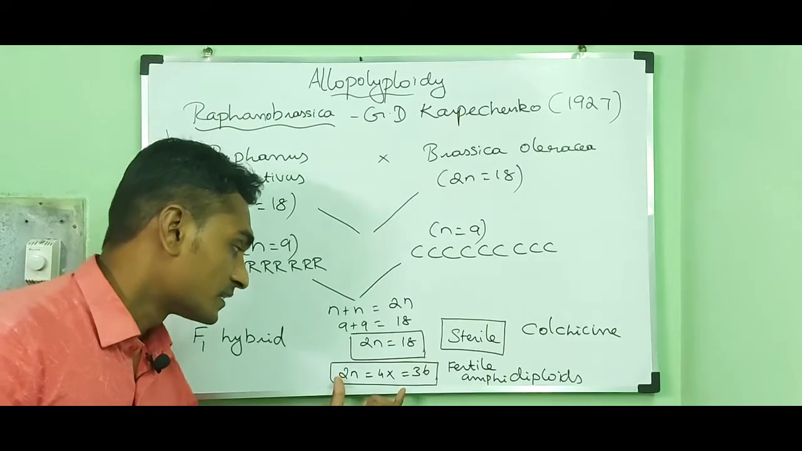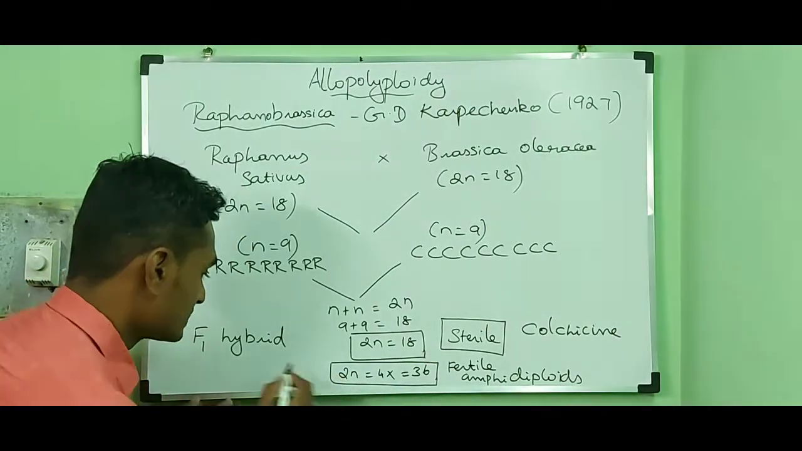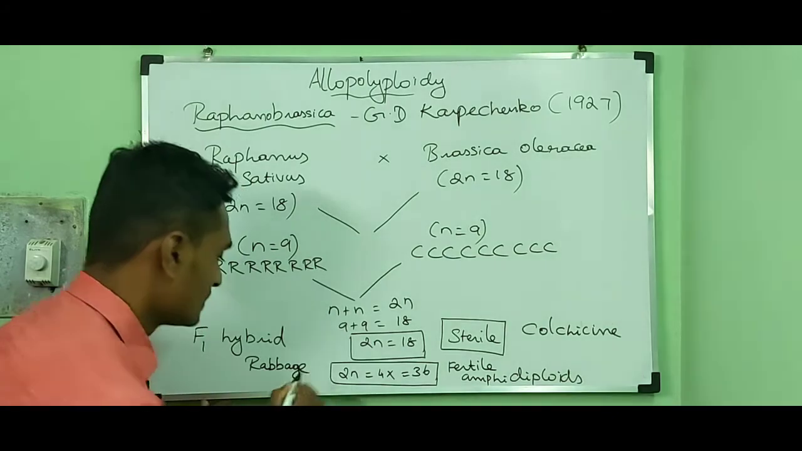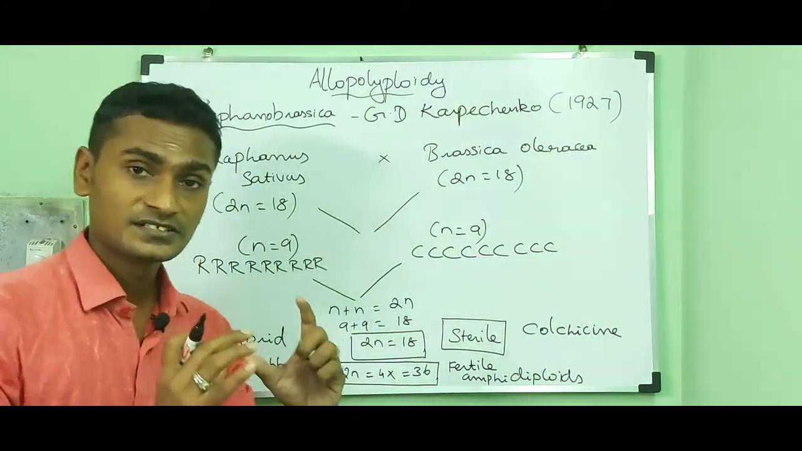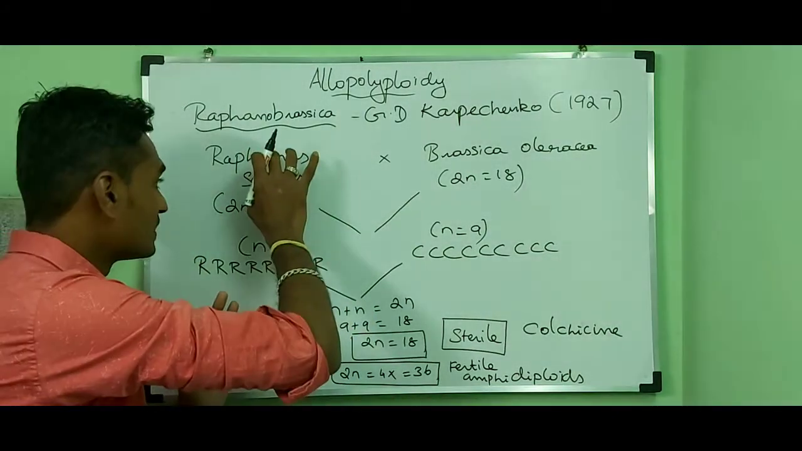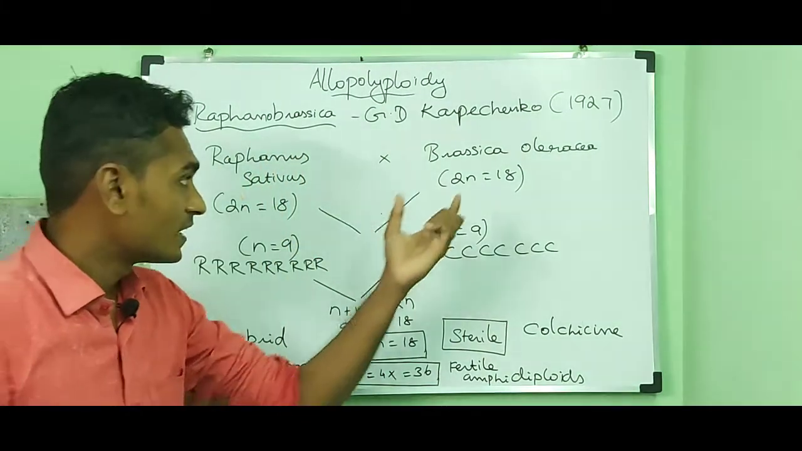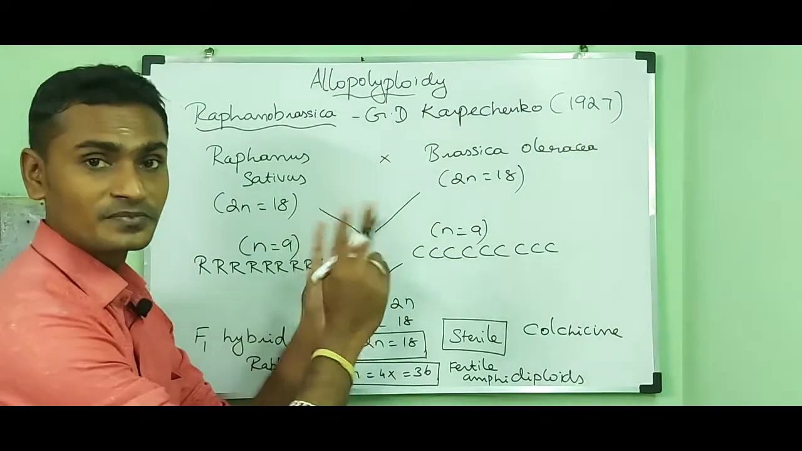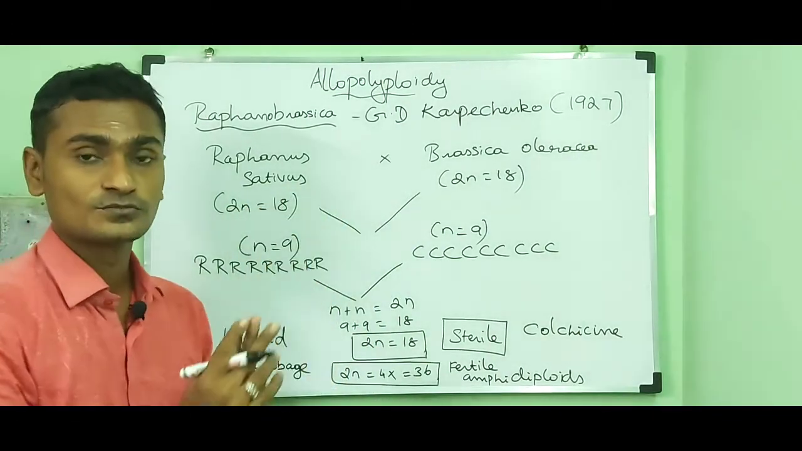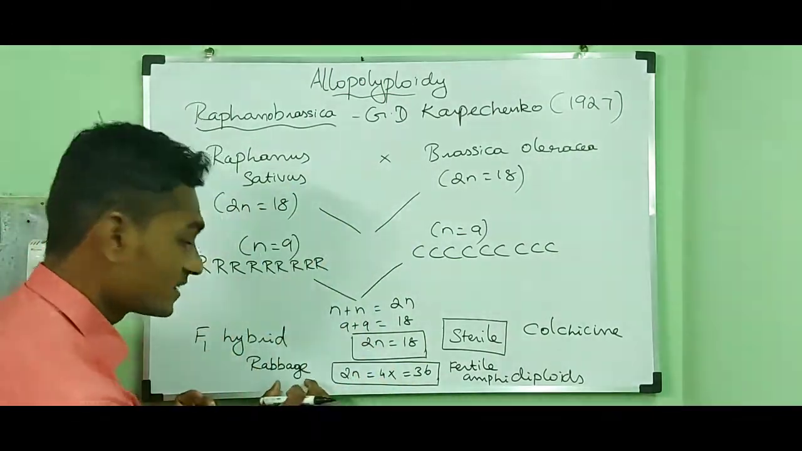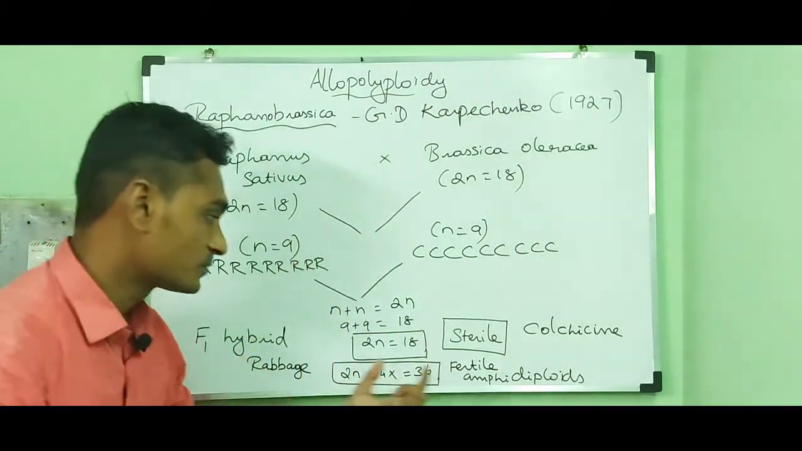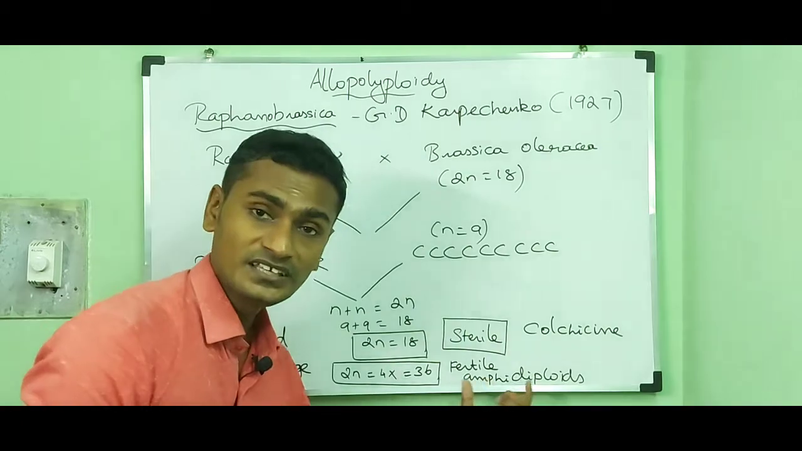So that organism is considered a raphanobrassica, or raphage. Raphage contains 2 sets of Raphanus sativus chromosomes and 2 sets of Brassica oleracea chromosomes. So it contains both individual sets of chromosomes. That is why they are called amphidiploids.